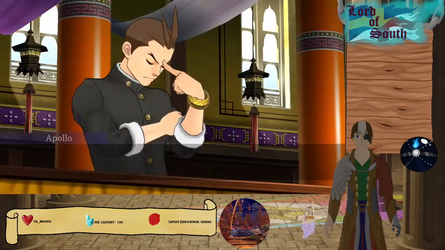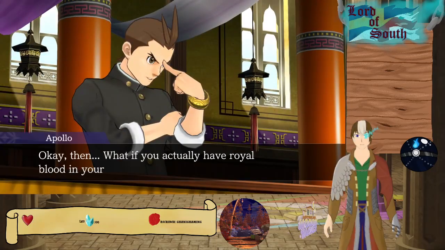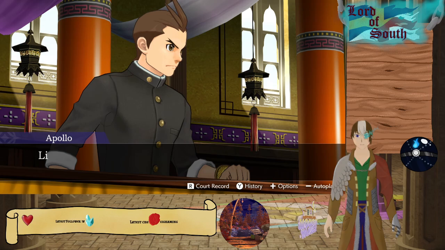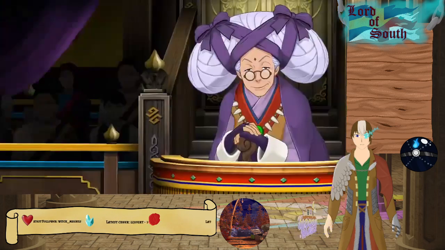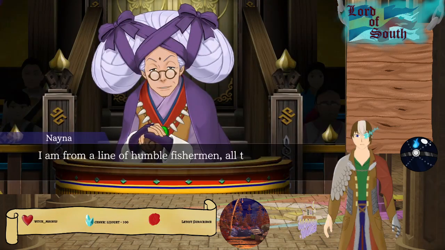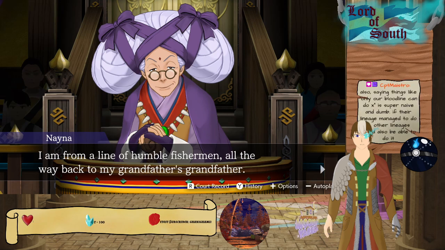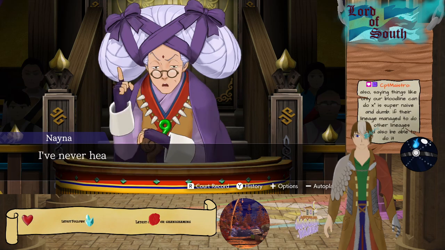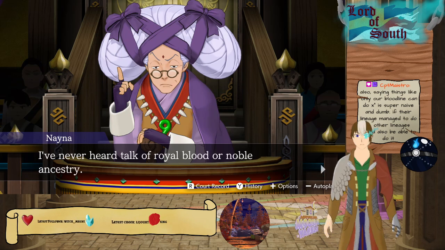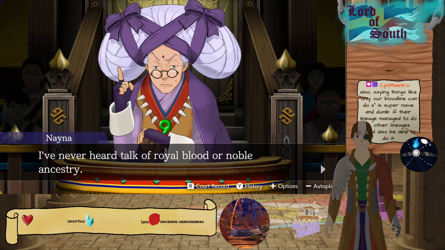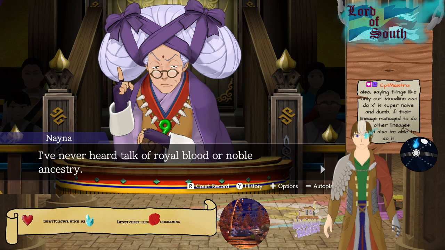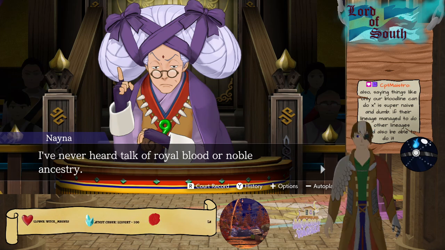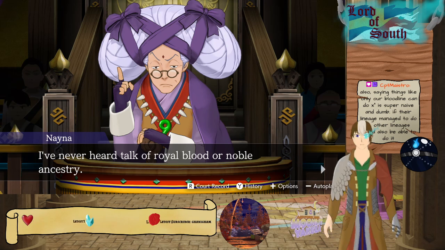Hold it! Okay, then, what if you actually have royal blood in your veins, Nina? Like a distant relative or something? I'm from a line of humble fishermen, all the way back to my grandfather's grandfather. Well, saying things like only our bloodline can do X is super naive and dumb. If one lineage managed to do it, other lineages should also be able to do it. Yeah, sort of actually. It's kind of the same thing with Pearl and Maya, they're cousins, which is two different lines, technically. It's just that they met up somewhere.